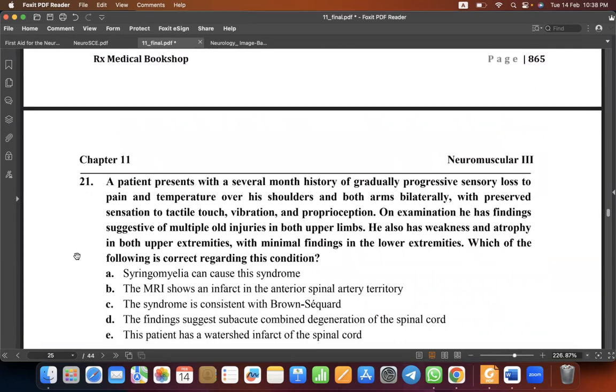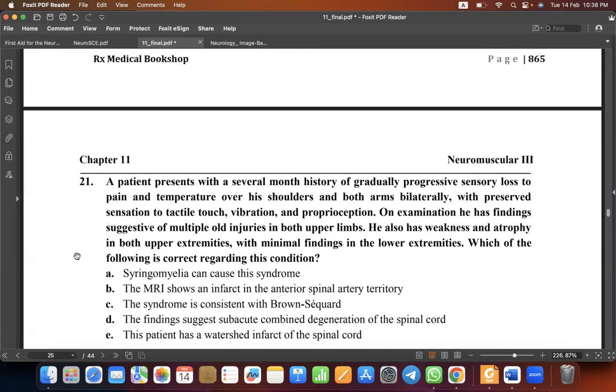Now, the next question. A patient presents with several months' history of gradual progressive sensory loss to pain and temperature over the shoulder and bilateral arms with preserved tactile touch, vibration, and proprioception. On examination, there are multiple old injuries in the upper limbs. He has weakness, atrophy, and minimal findings in the lower limb as well.